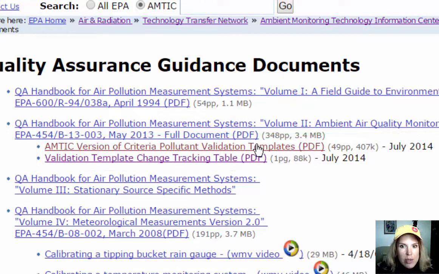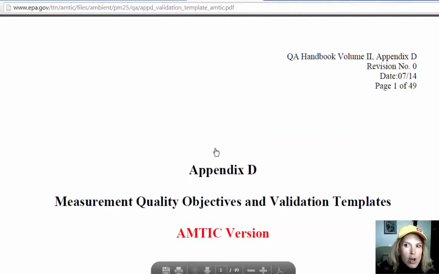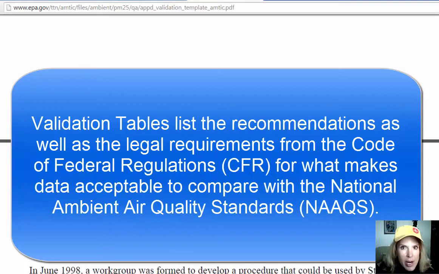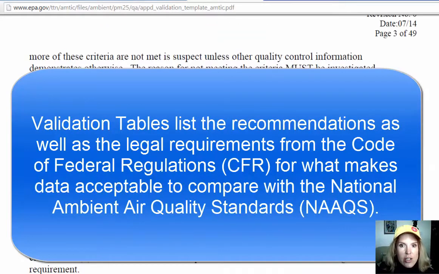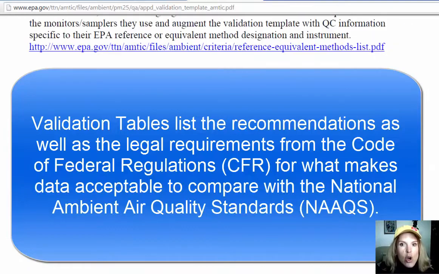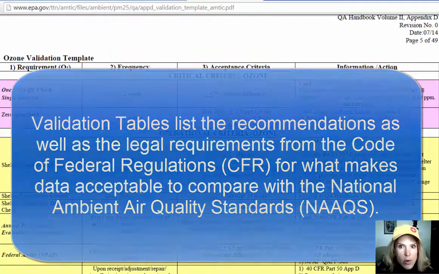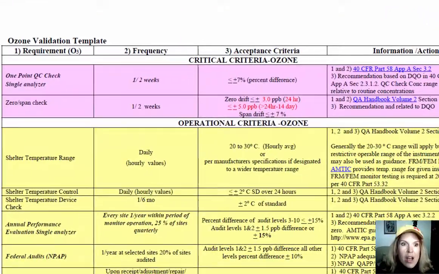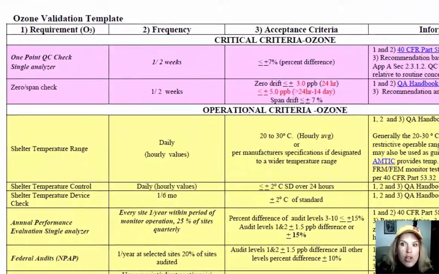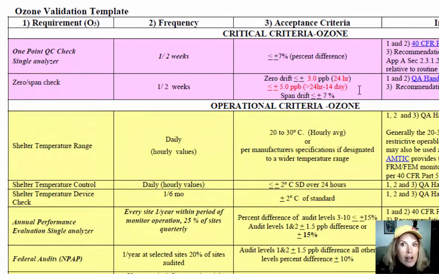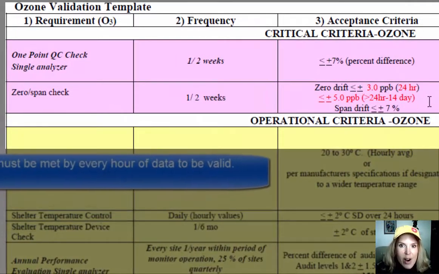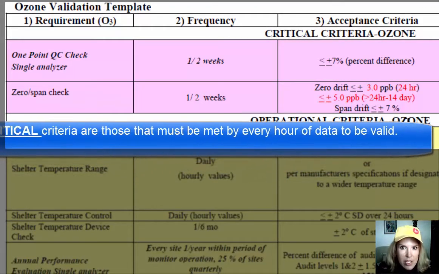Now, these validation templates are really valuable because they provide you with, first of all, what the criteria are if you're measuring to compare your results against the National Ambient Air Quality Standards. What do you have to do in terms of quality assurance? That's described in CFR, but it's much more easily understood what you're supposed to do if you look at these. You can see a lot more detail, and it makes a lot more sense than what you can read in CFR.